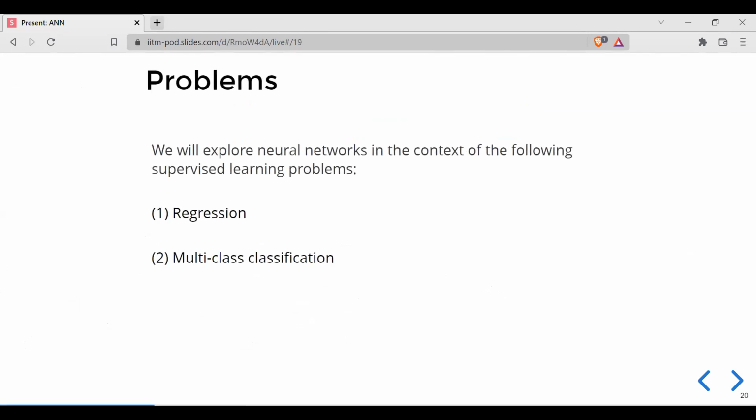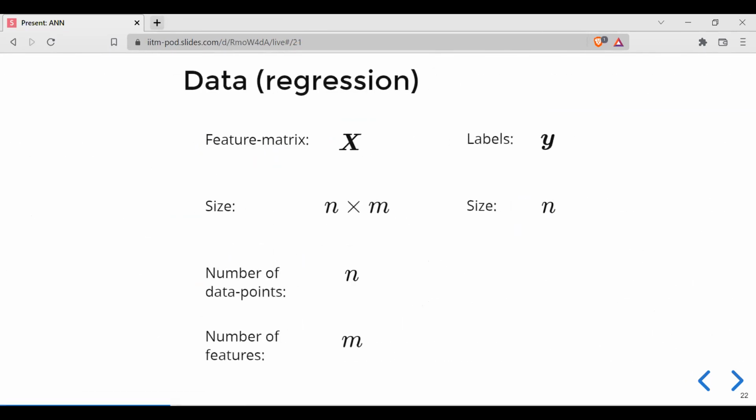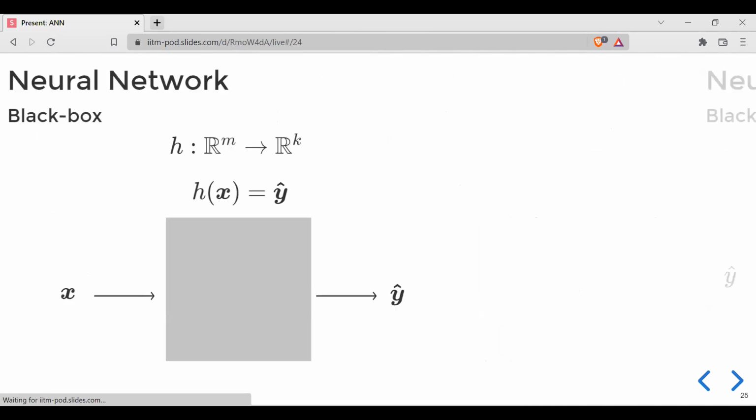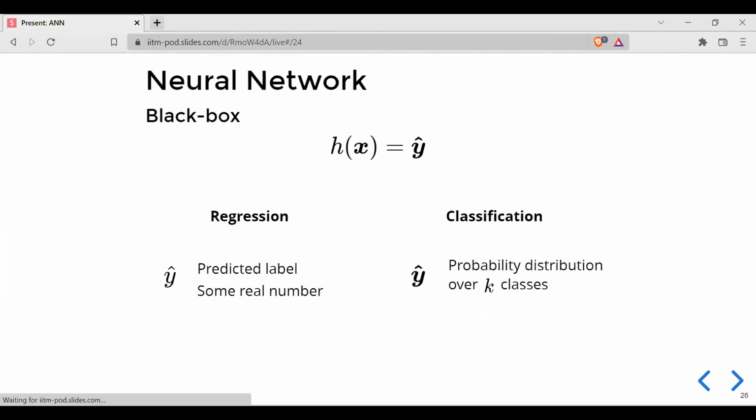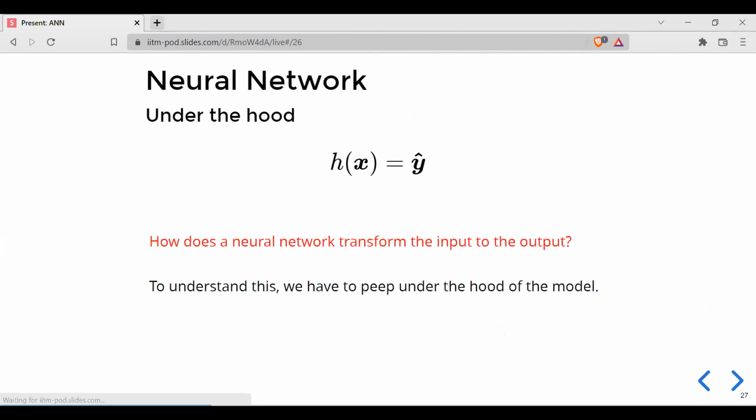It can solve both regression and classification problems. These notations should be clear. The data, the model, all these things should be clear. I just gave you the main idea behind neural networks.